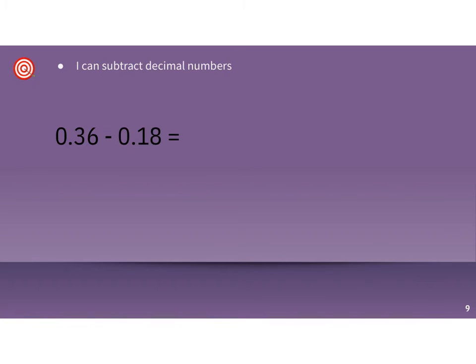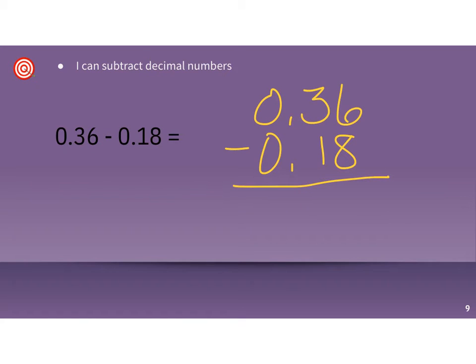How about 36/100 minus 18/100? Pause and solve. Did you start off by writing these numbers in the correct order? The larger number on top, and then you're subtracting the bottom from the top. So you're asking yourself, 6 minus 8 is what?